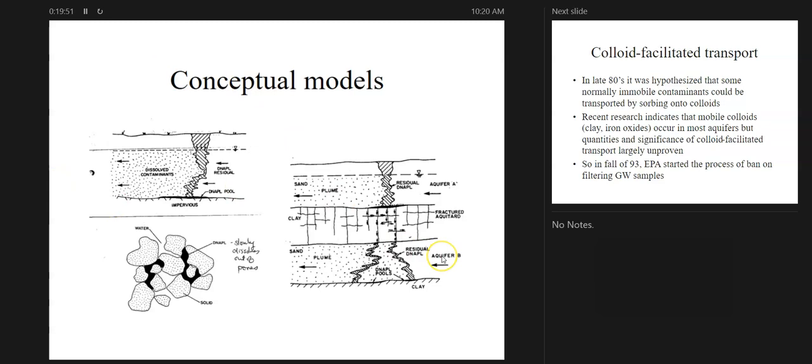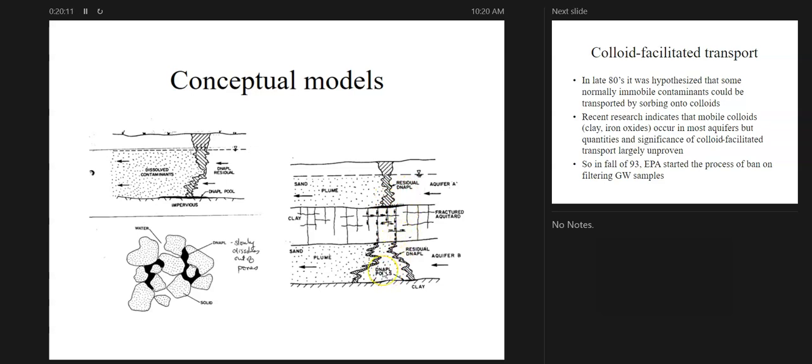The other thing that's very common, it's your picture on your right here, that happens really commonly too, especially around here, is you can get a clay lens, but we have a lot of fractures in our clay. And so the DNAPL won't stop. It'll just find these fractures and it'll keep going down to lower and lower aquifers too.